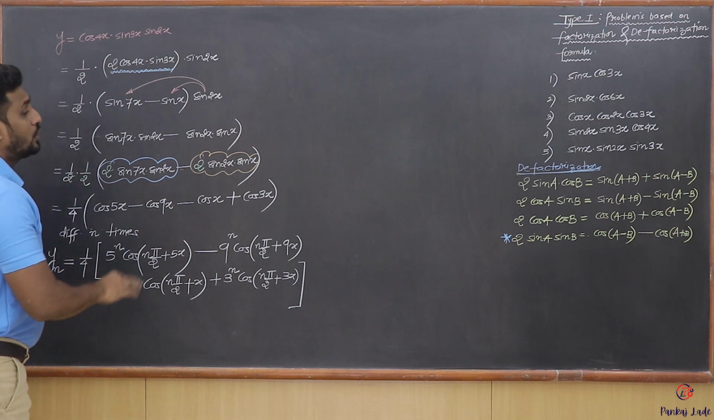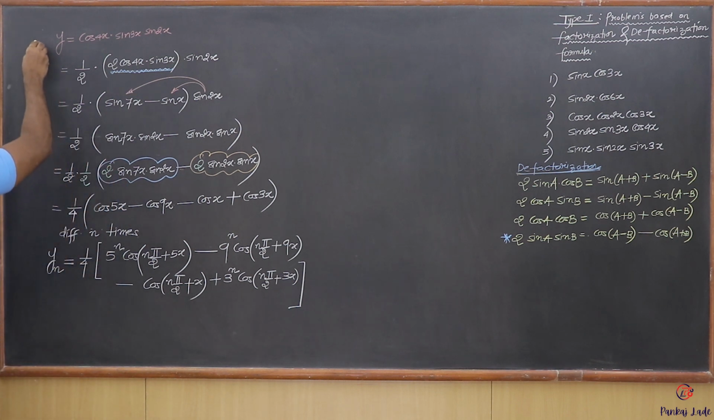So students, have you observed that in this fourth question, which was actually sin 2x, sin 3x and cos 4x.